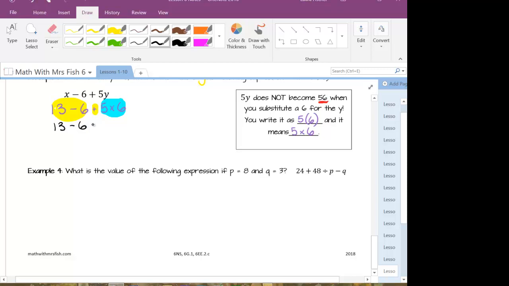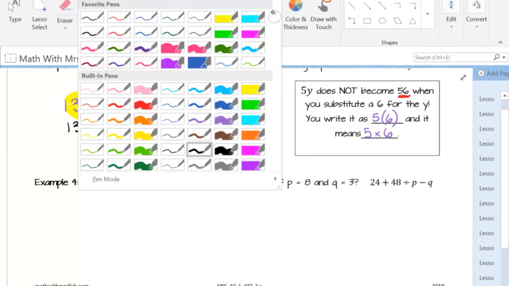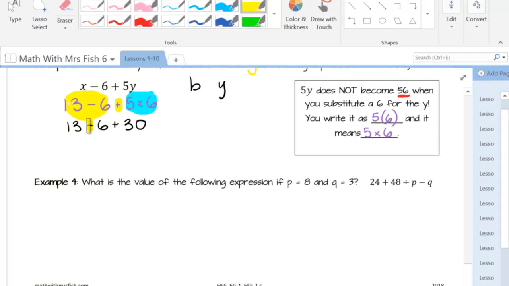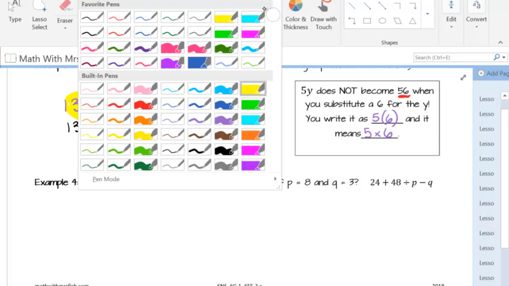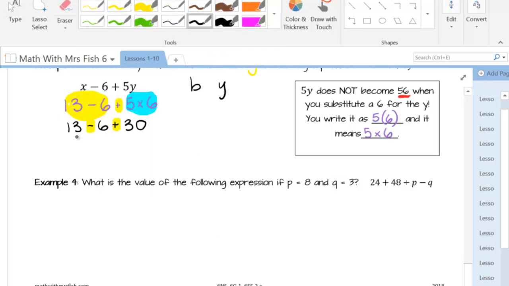13 minus 6 plus, I'm going to do the blue first. B comes before Y in the alphabet. We do the blue part first. 5 times 6 is 30. We can take out the yellow again, but students at this point will probably see, oh, okay, we only have the adding and subtracting, so we're free to just start working from left to right. 13 minus 6 is 7, plus 30 equals 37.